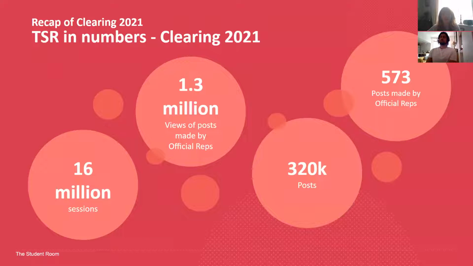We also had 573 posts made by official reps, which is fantastic, and they were seen over 1.3 million times by students. So that's really useful to know that, we always say in our official rep training that for every time that you write a post, it's seen by hundreds more. And this really does showcase that your posts are reaching huge amounts of students. Even if you're only interacting with one student on site, it's being seen by so many more. So really important to make sure that your posts have as much information as possible and really showcase you as an institution. Next slide, please.